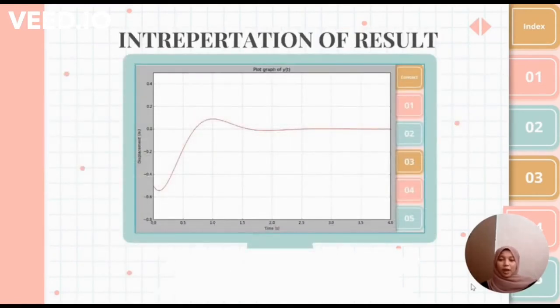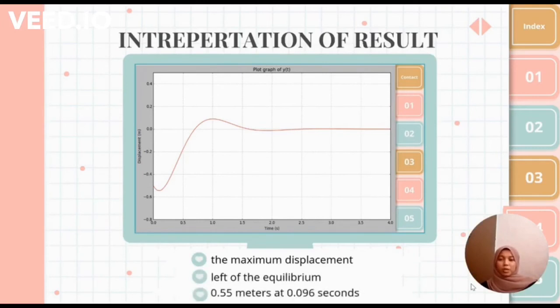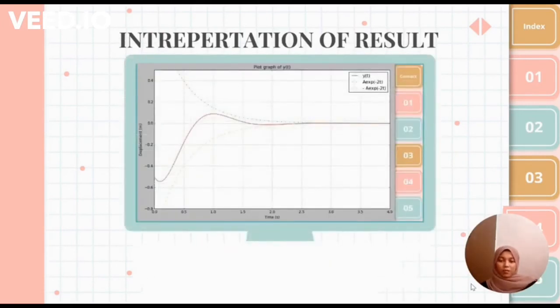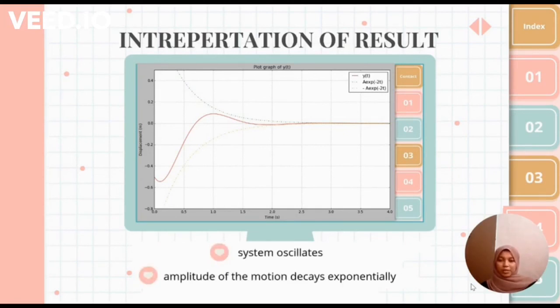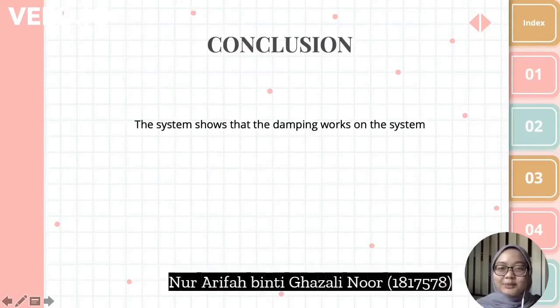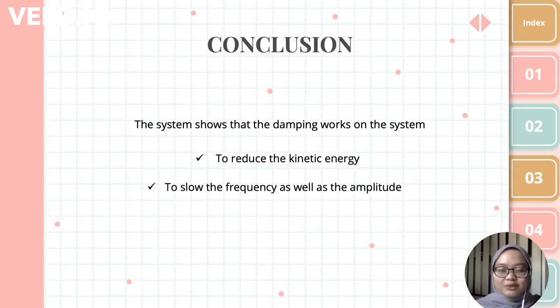So, based on this plotted graph and the calculation in the manual solution, we obtain the maximum displacement of the mass. It occurs to the left of equilibrium, which is 0.55 meters at 0.096 seconds. Furthermore, based on this graph, it is interesting to observe that the graph of y(t) closely but not exactly touches the exponential curve. Therefore, it can be concluded that the system oscillates, but the amplitude of the motion decays exponentially. As a conclusion, the system shows that the damping works on the system to reduce the kinetic energy and to slow the frequency as well as the amplitude.